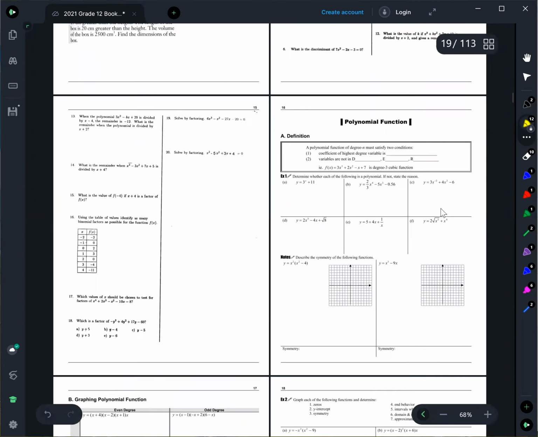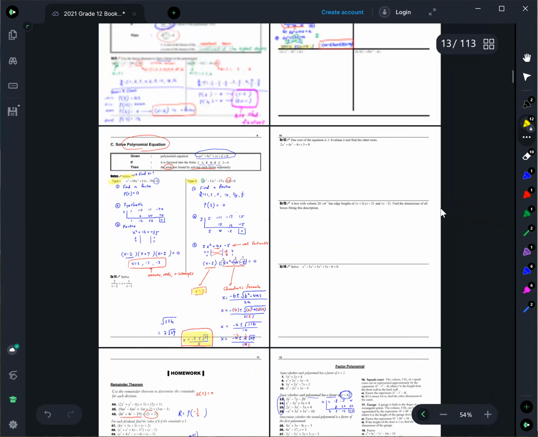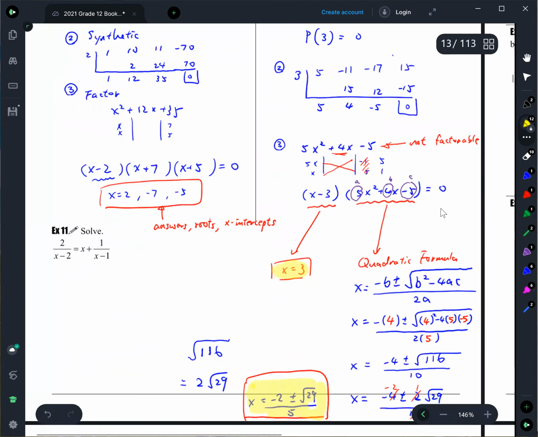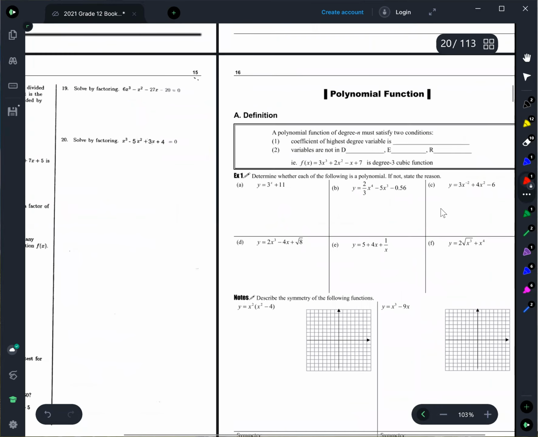Okay, we are starting a new topic which continues from our polynomial equation. Before the break, we learned how to find the roots, right? Solving for x. So roots are also called the x-intercept, and we use the word x-intercept when we are trying to draw the graph, okay? Which connects to our next topic called the polynomial functions.